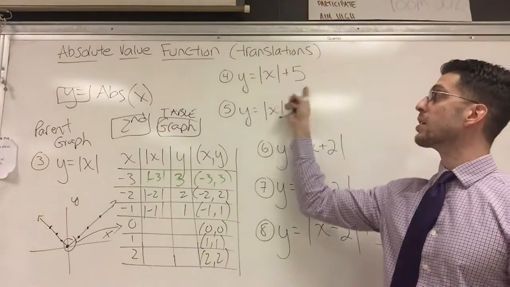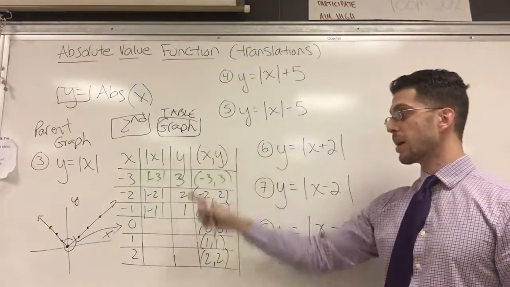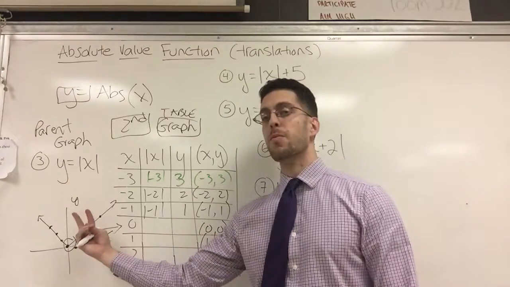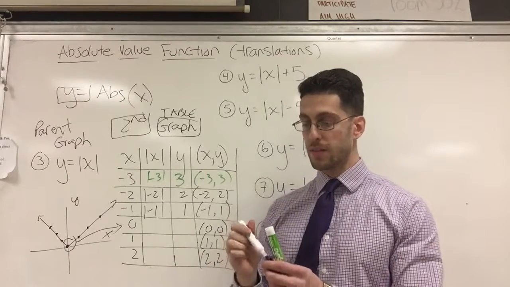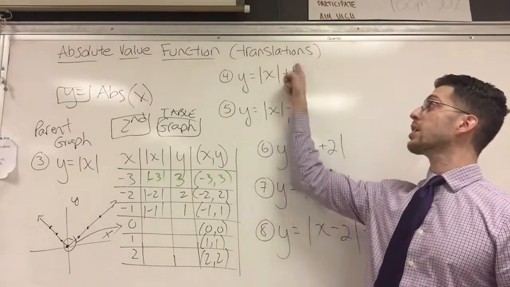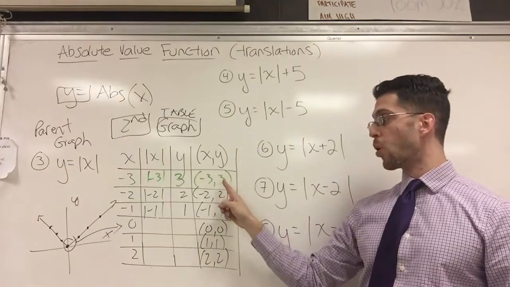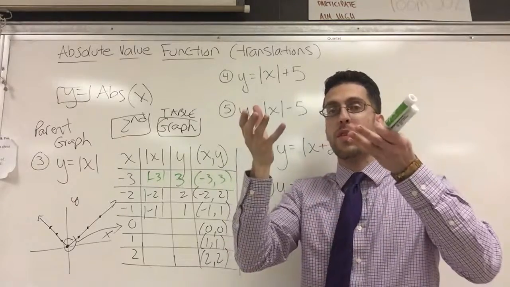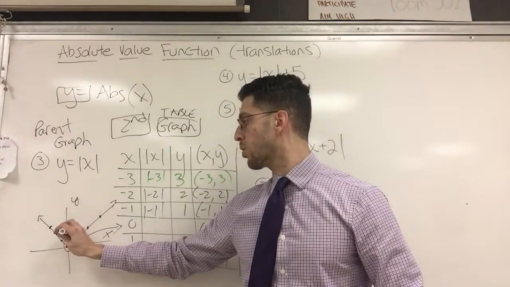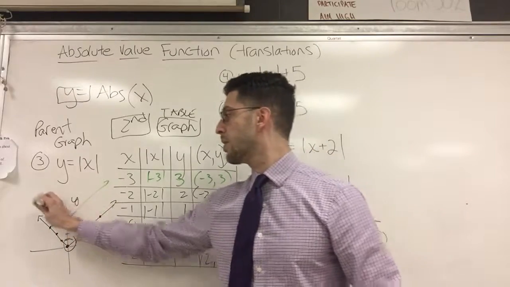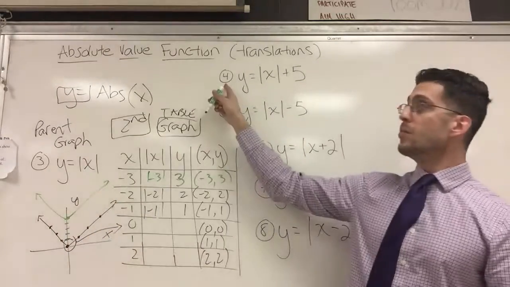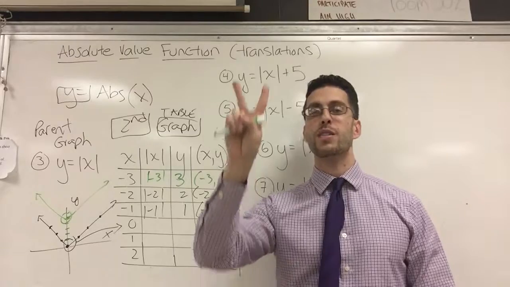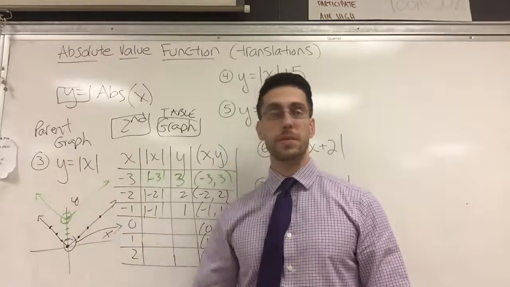So if I type this in with a +5, get my table, plot the graph, and you should pause it so you can do it on your own, you will see that same V, but guess where the vertex is? Instead of 0, 0, this took your old answers and added 5 to all these y values. So all the answers got lifted up 5 points. So 1, 2, 3, 4, 5. The green one is number 4, new vertex. So it took the parent graph and translated it up 5 units.